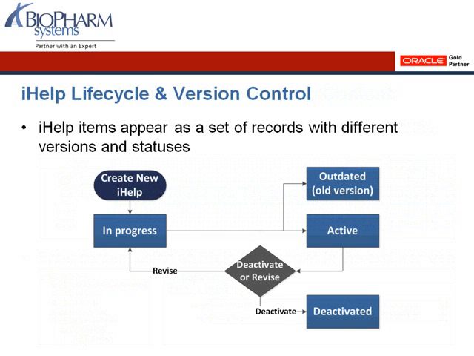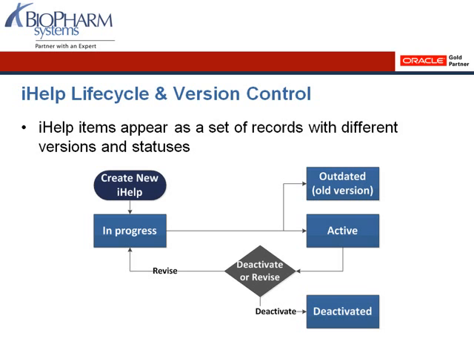iHelp comes with a built-in version control system. So when you first create a new iHelp article, it'll start out with a status of in progress at version 0. And when iHelp has a status of in progress, end users cannot see it unless you specifically make it visible to them. But normally they cannot see it. Only the Siebel administrator can, is the usual practice.